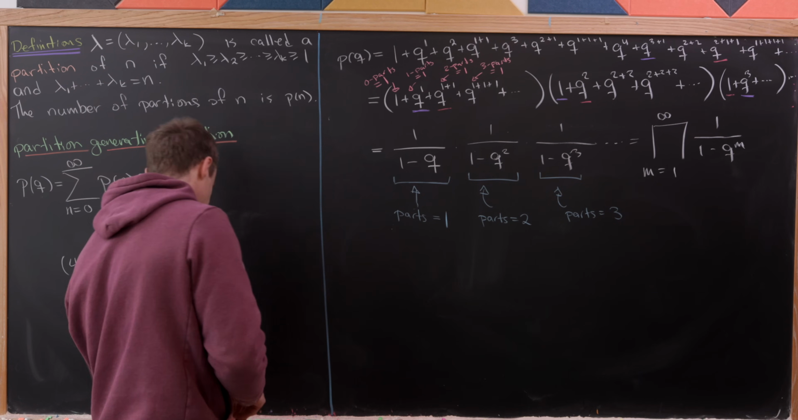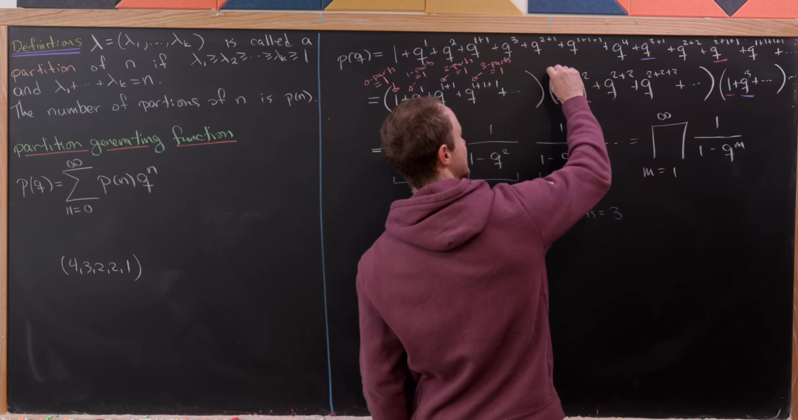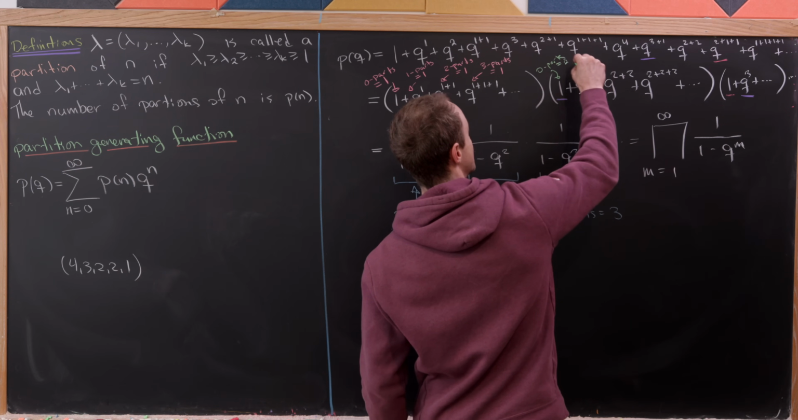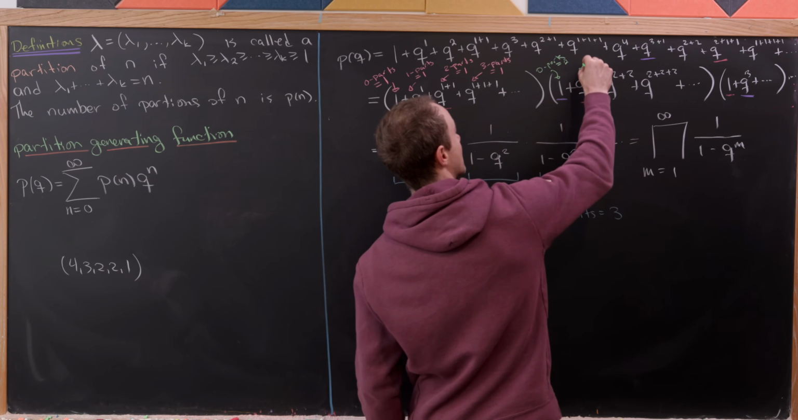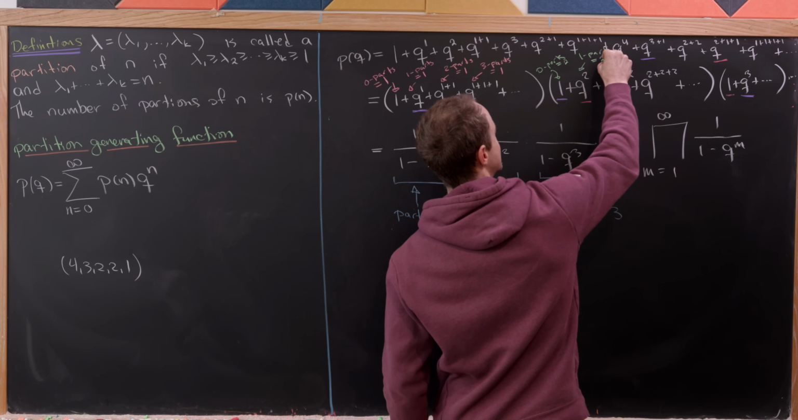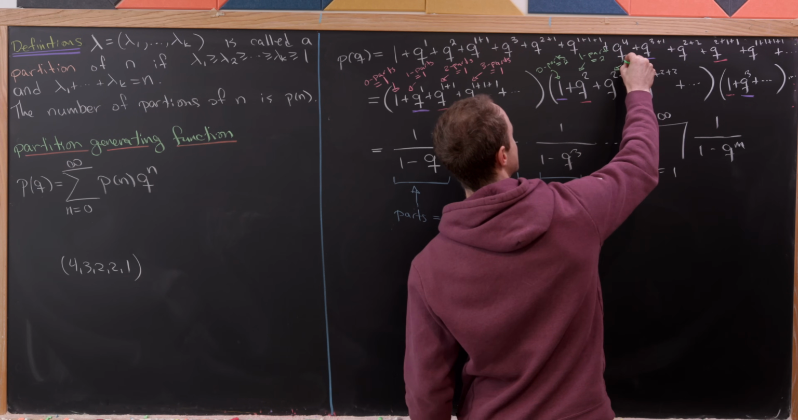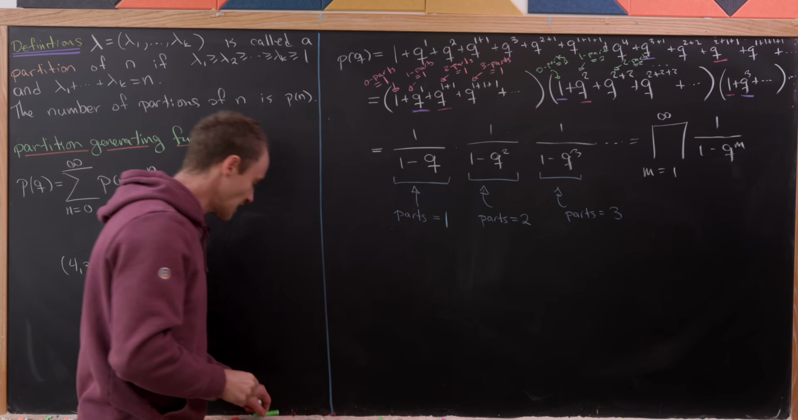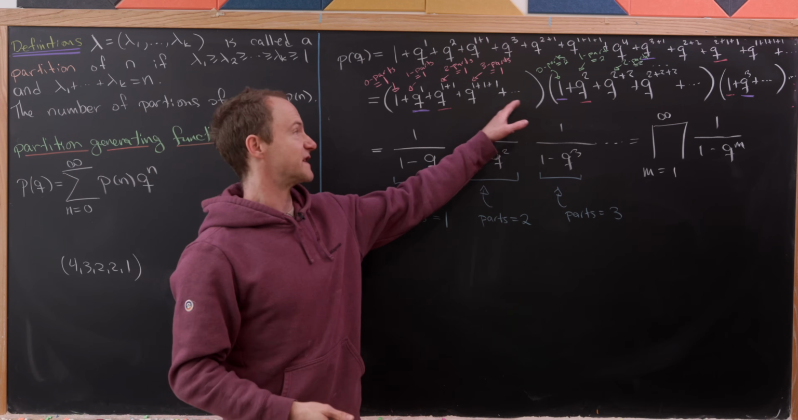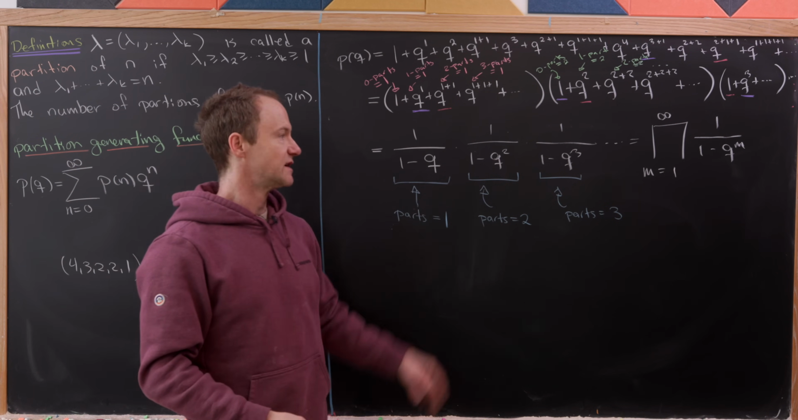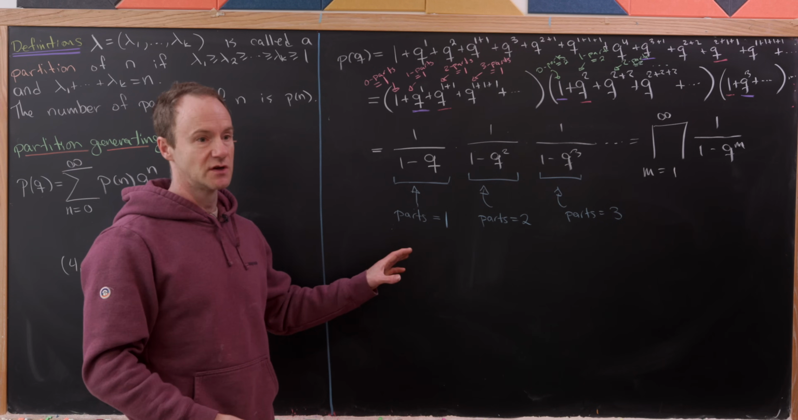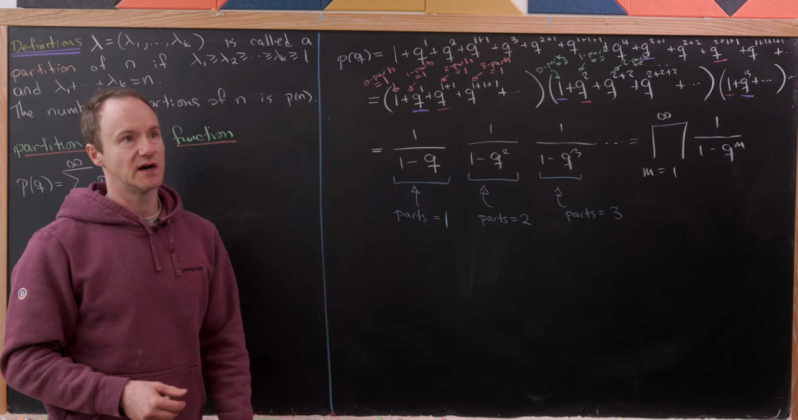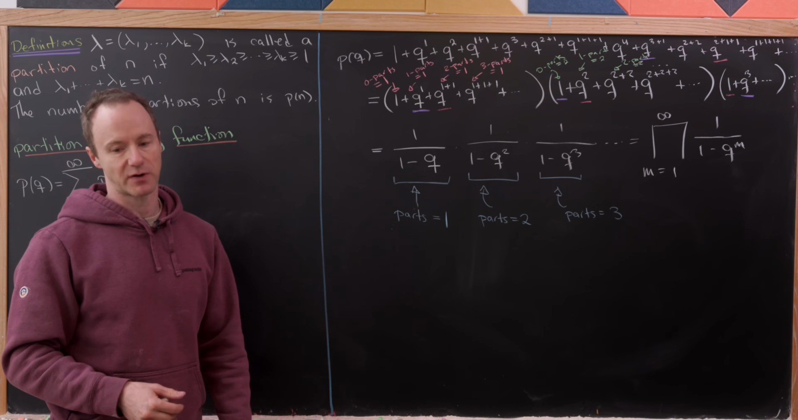And then, well, we can do the same kind of thing over here. So this number 1 here means that there are 0 parts equal to 2. This q squared here means that there's 1 part equal to 2. This q to the 2 plus 2 means that there are 2 parts equal to 2, and so on and so forth. So the product, or sorry, the sum as a whole, which turns into the summed up geometric series, controls which types of parts you're using. And then how far you go in the series controls how many times you're using each part.